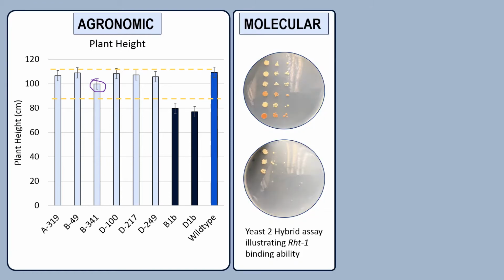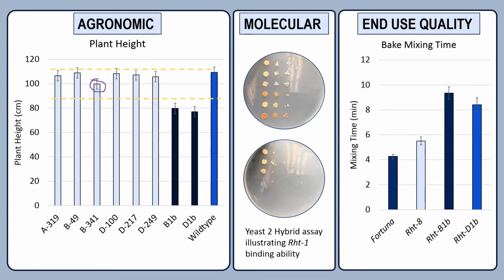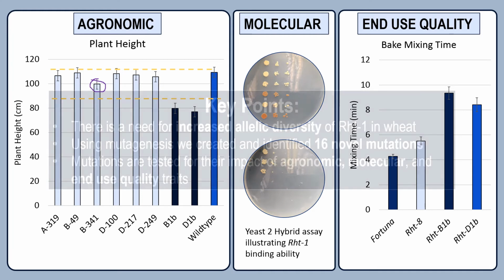We've also been investigating the impact of our mutations on the molecular function of the genes. We've been doing this by using yeast-2 hybrid binding assays. We found that this is a good indicator of the impact the mutations will have on plant height, based on the ability of the RHT1 protein to bind to its receptor. We've also been evaluating the impact of the mutations on end-use quality. We found that the current semi-dwarfing varieties, RHT-B1b and RHT-D1b, have a measurable impact on traits such as mixing time, dough strength, and loaf volume. So we're curious to see what the impact of the novel mutations is on these traits.